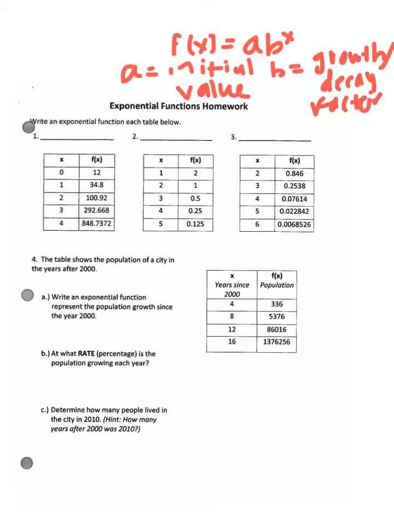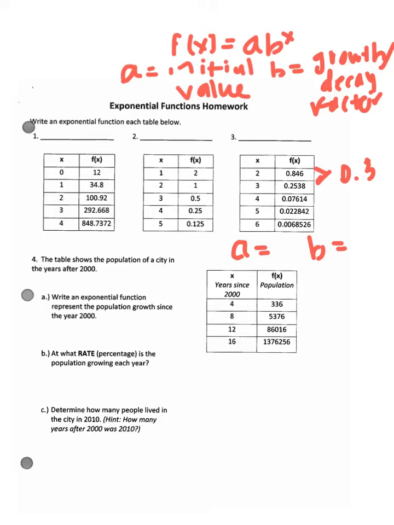So I'm going to do number 3. For number 3, I'm going to look and see what the a and b value are so I can write my model. So what I'm going to do is see what I am multiplying by each time. That's going to be my, well, in this case, decay factor because I'm getting smaller. So what I do is in my calculator, I do 0.2538 divided by 0.846, and that gave me 0.3. So that means I multiplied by 0.3 to get from one number to the next.